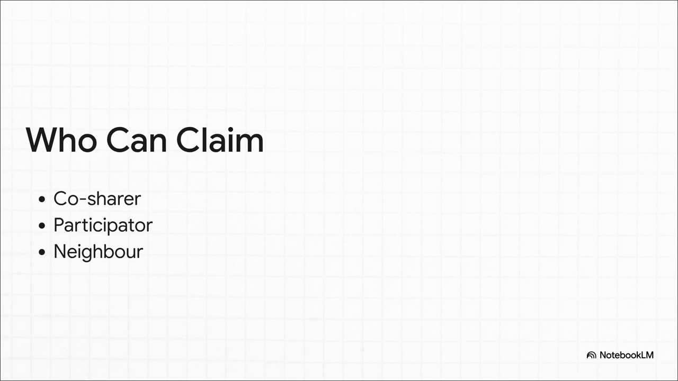Let me warn you right now, if you mix up this strict hierarchical order on your exam, you are going to lose marks immediately. The co-sharer always has the first primary right. Only if they decline does the right move to the participator in amenities, and only then to the neighbor. Do not alter this sequence under any circumstances.